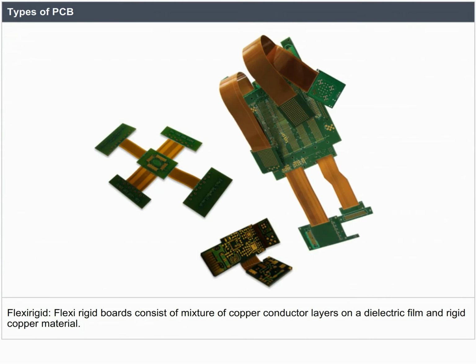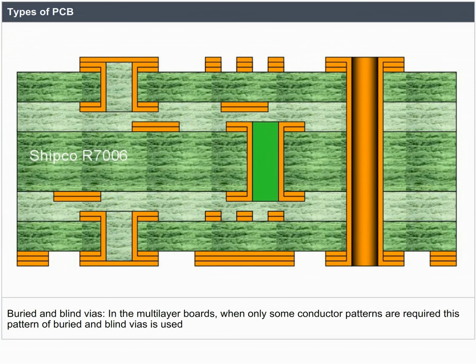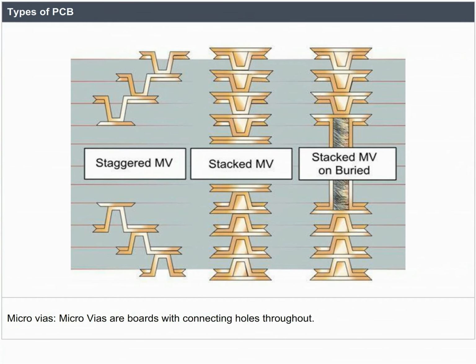Flexi-rigid. Flexi-rigid boards consist of a mixture of copper conductor layers on a dielectric film and rigid copper material. Metal-backed. Instead of copper in LED technologies, aluminum-backed PCBs are used. Buried and blind vias. In multi-layer boards where only some conductor patterns are required, this pattern of buried and blind vias is used. Controlled impedance. Controlled impedance circuit boards are used in applications which require great signal integrity. Microvias. Microvias are boards with connecting holes throughout.